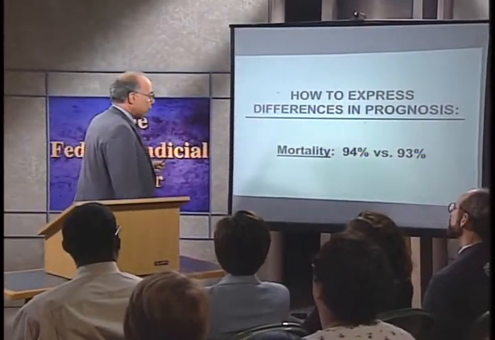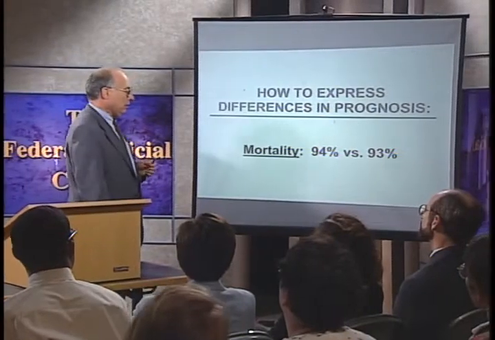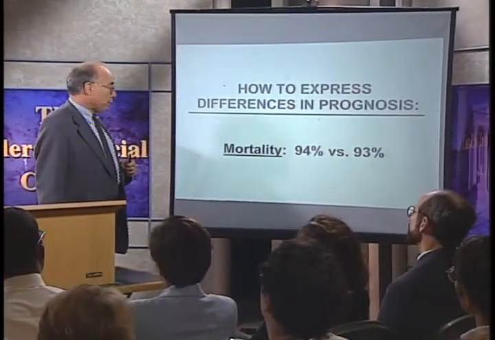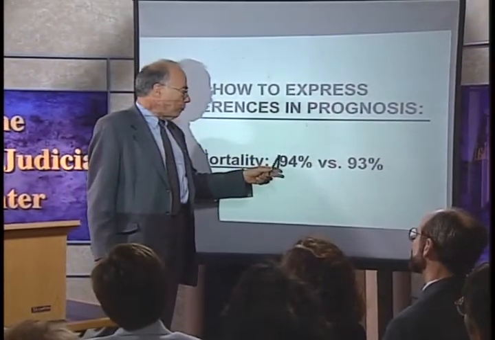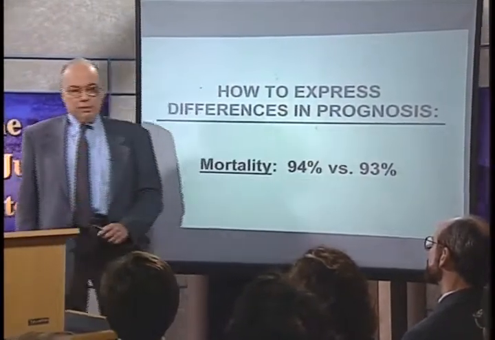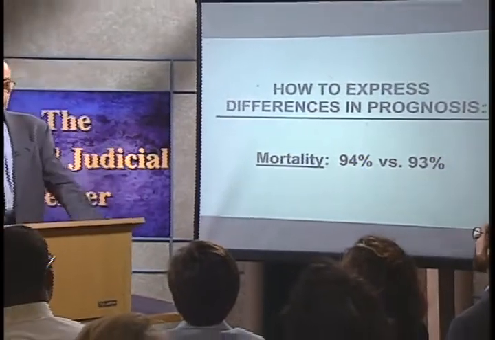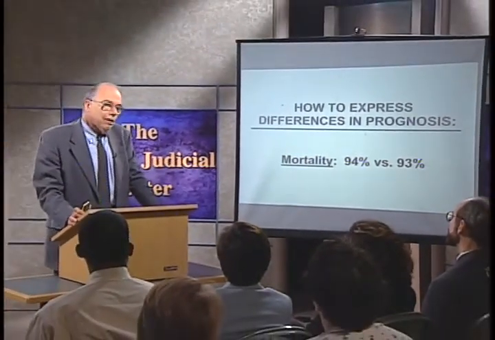Let us say we carry out a study, a clinical trial, a new therapy and an old therapy, and we look at the mortality in both groups. In one group, it's 94%, and now with the new therapy, it's 93%. Well, you might say that's really not much to write home about. I wouldn't be very impressed with that. 94 versus 93%. Doesn't look like it's having much effect.